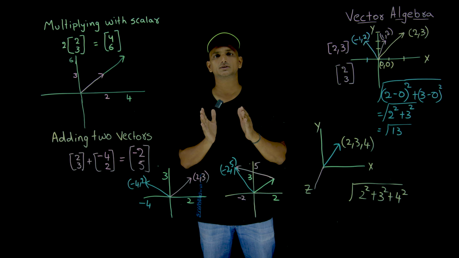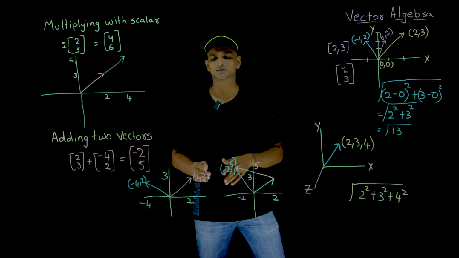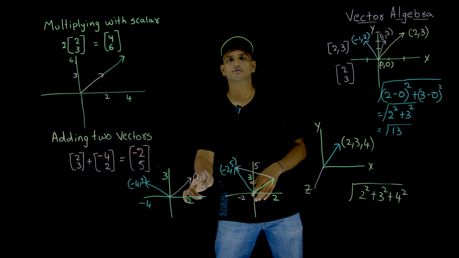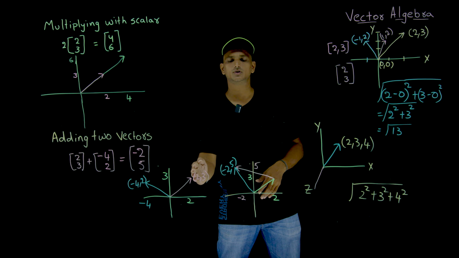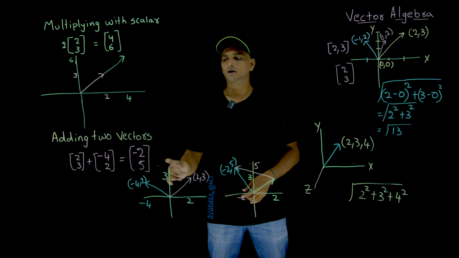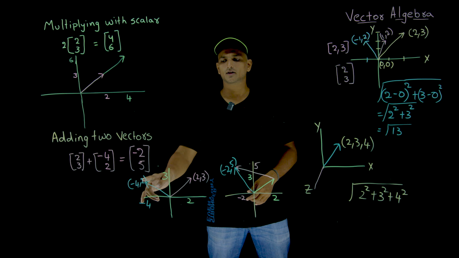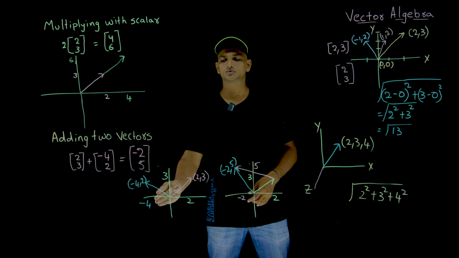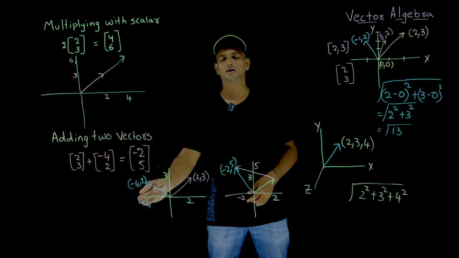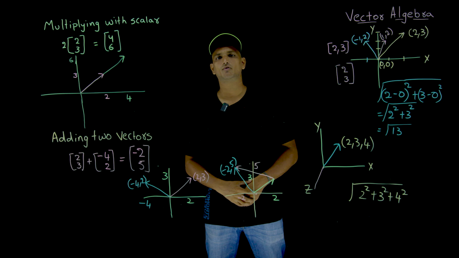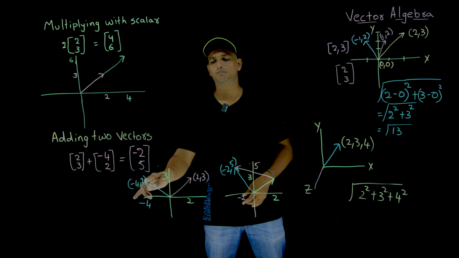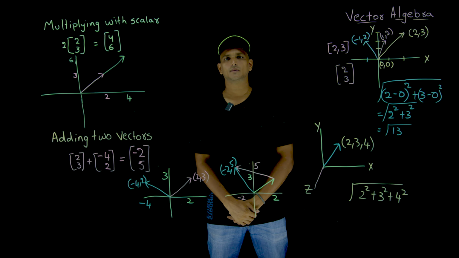So what happens when we add two vectors? (2, 3) is a vector. This is the vector because it is 2 units towards the x-axis and 3 units towards the y-axis. (-4, 2) is a vector. This is 4 units towards the negative side of the x-axis and 2 units towards the positive side of the y-axis. So this is the (-4, 2).